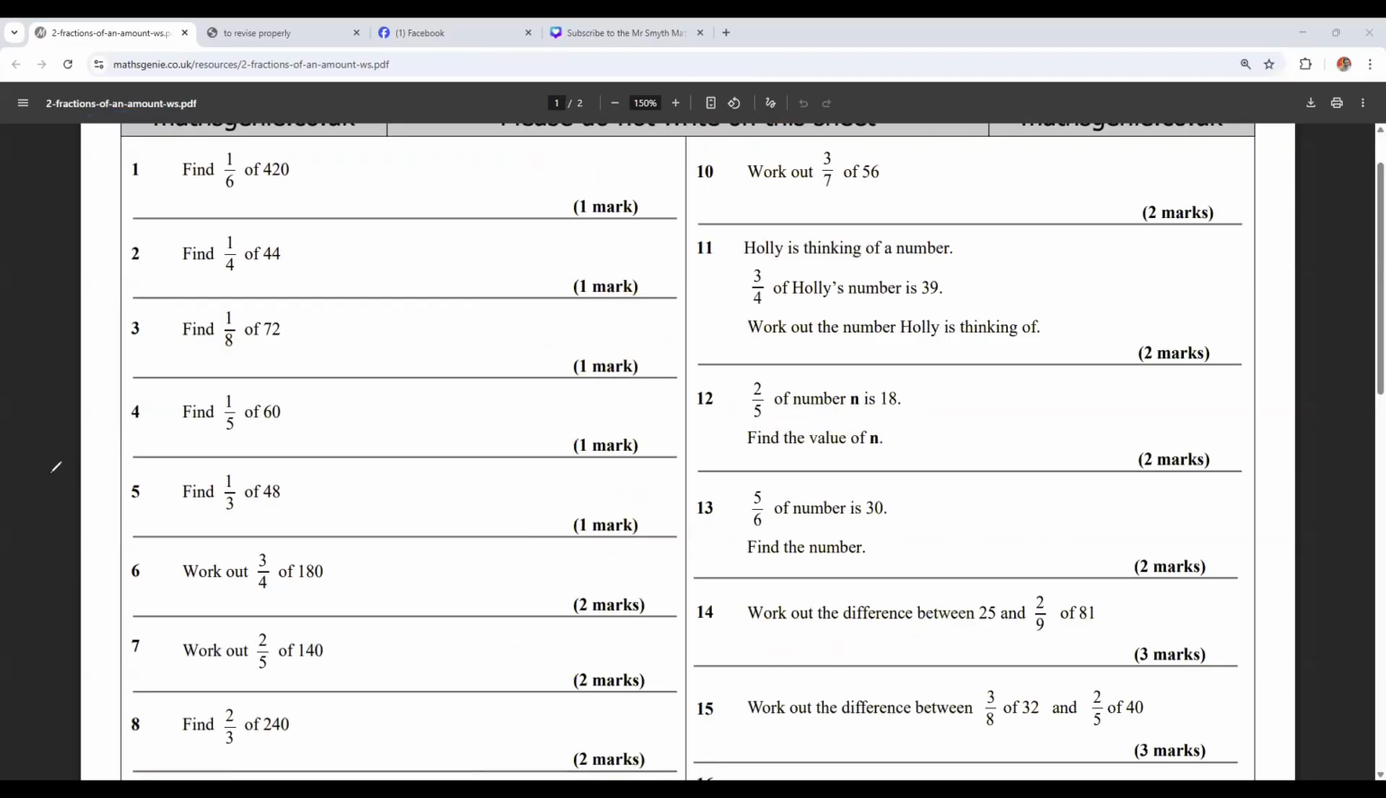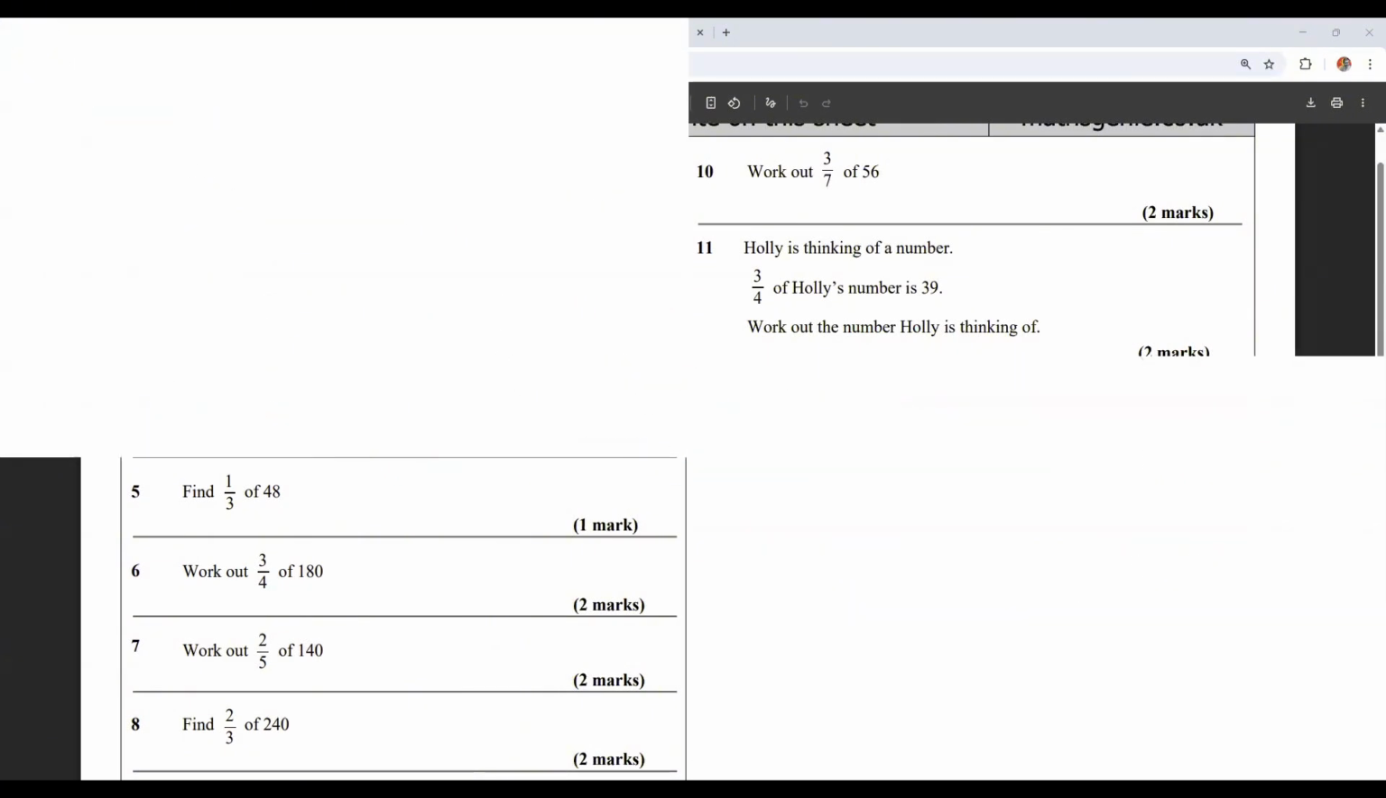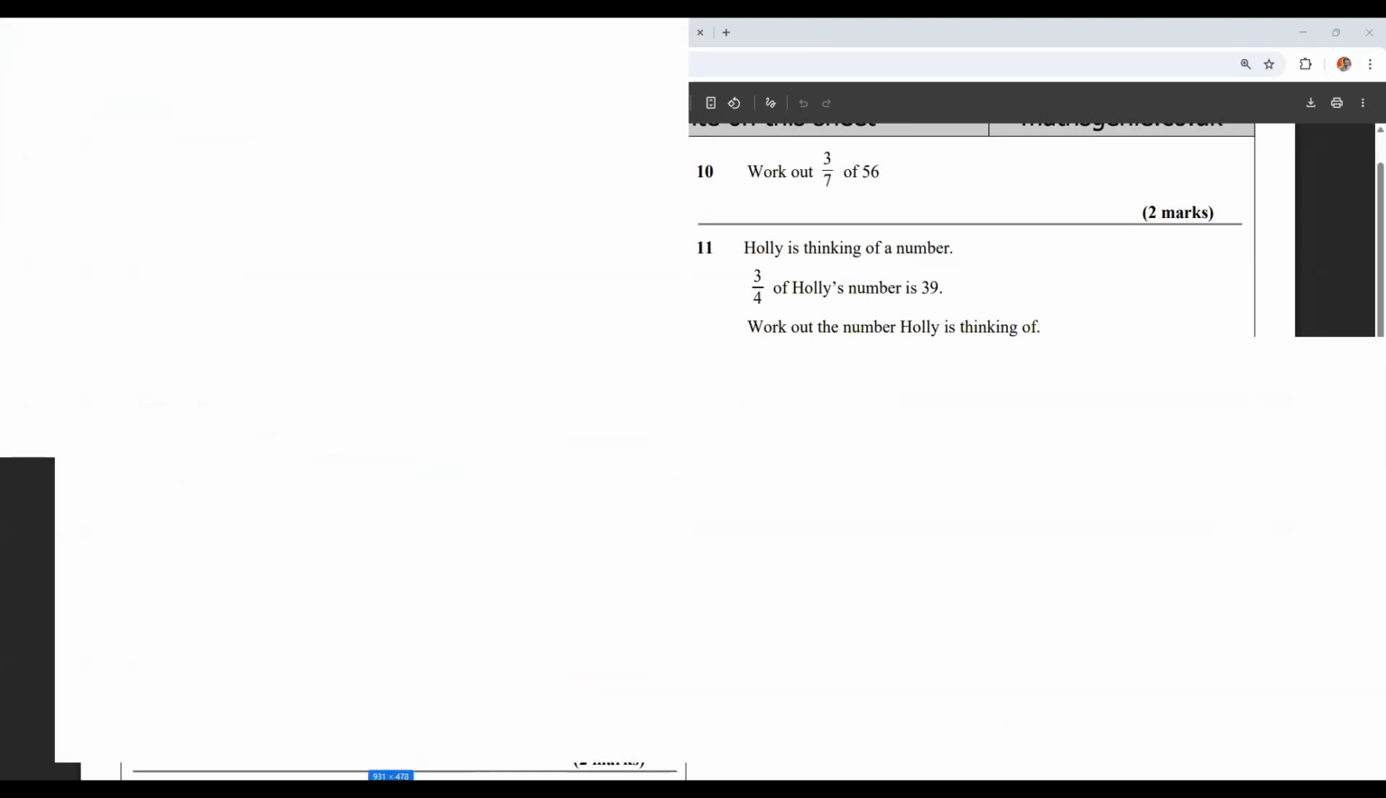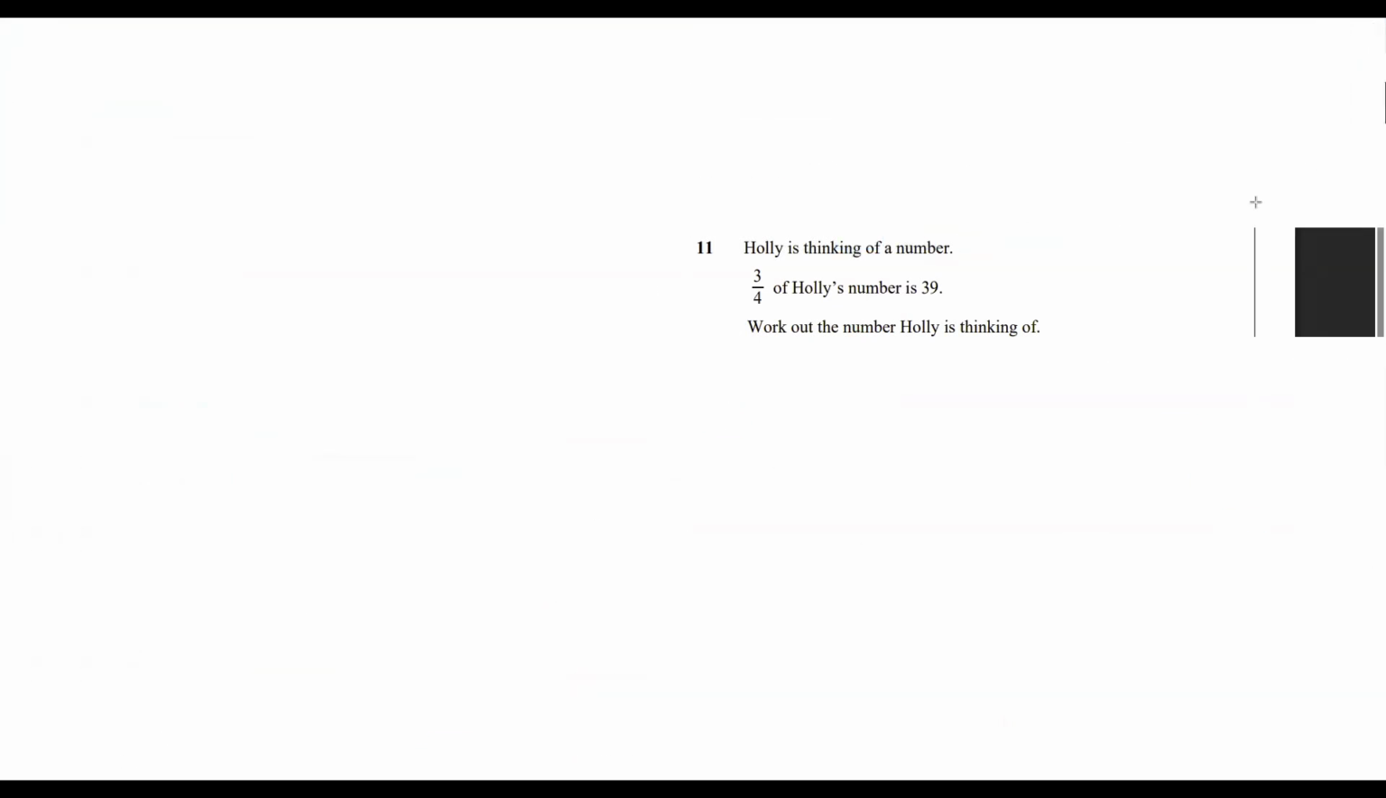So, I've got a few more questions here, I'm just going to set up my screen. I want to go over something like question 11, because this is a very, very common exam style question you'll be asked. This one says that Holly's thinking of a number. She's thinking of a number, and 3/4 of her number is 39. Work out the number that she was thinking of.